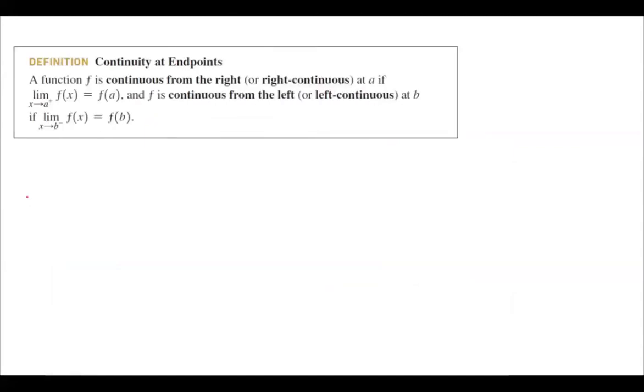We can also discuss continuity at endpoints. A function f is continuous from right if the right limit of the function is equal to the y value of the function. And we also say that a function is continuous from left if the left limit of the function is equal to the y value of the function.